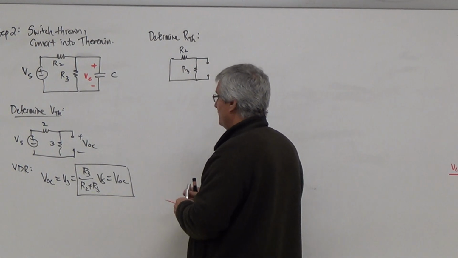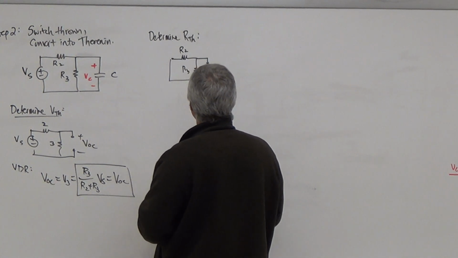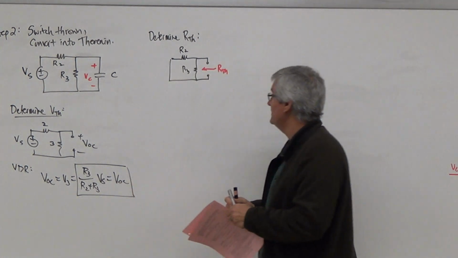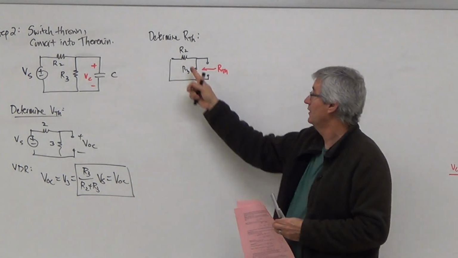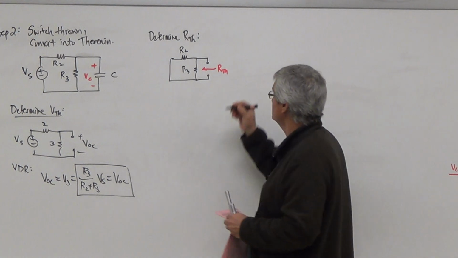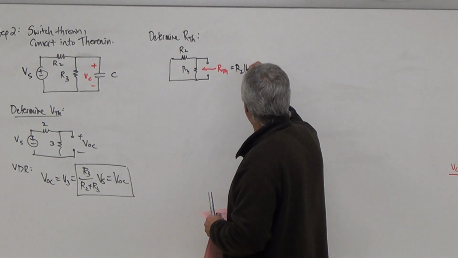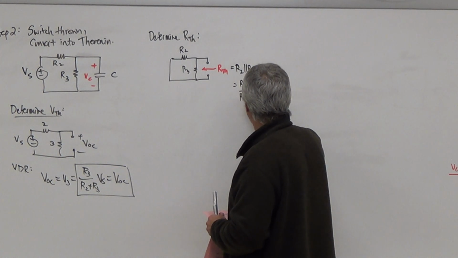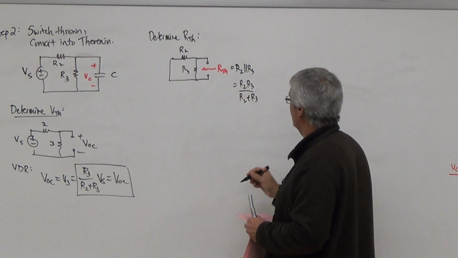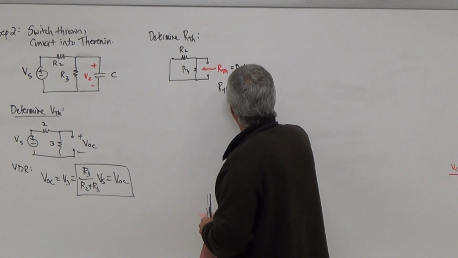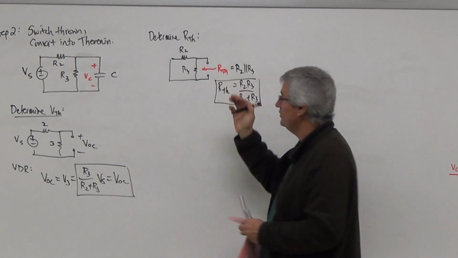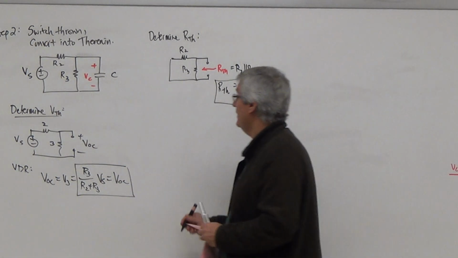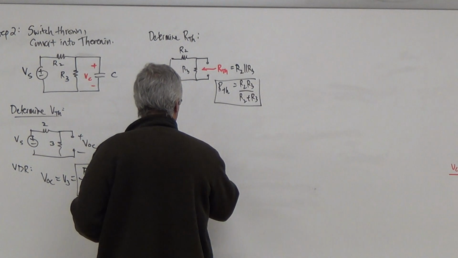And now I'm going to look for RTH right in through here. And you can see that RTH just says that what? 2 and 3 are parallel. So this would be R2 parallel R3, which gives me something like this. So now I have RTH. So I've computed RTH, I completed VOC. So then my circuit now looks like this now.